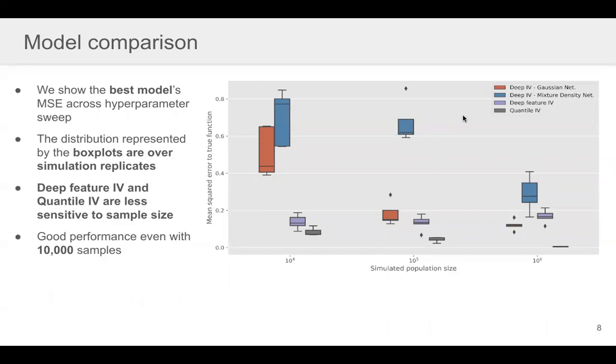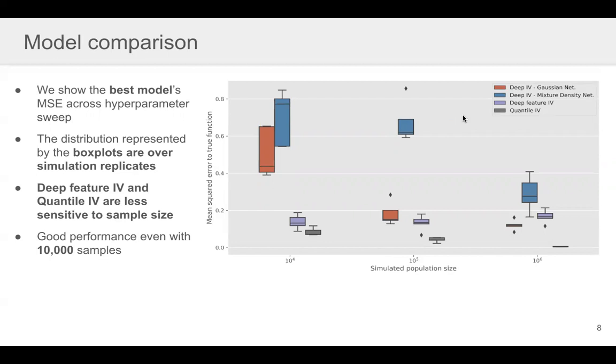Here we show the best model's mean squared error across hyperparameter sweeps for all of these simulation configurations. We have compared 4 different models. We compared deep IV using a Gaussian network for density estimation, deep IV using a more flexible mixture density network for density estimation, the DFIV, and the quantile IV algorithms.